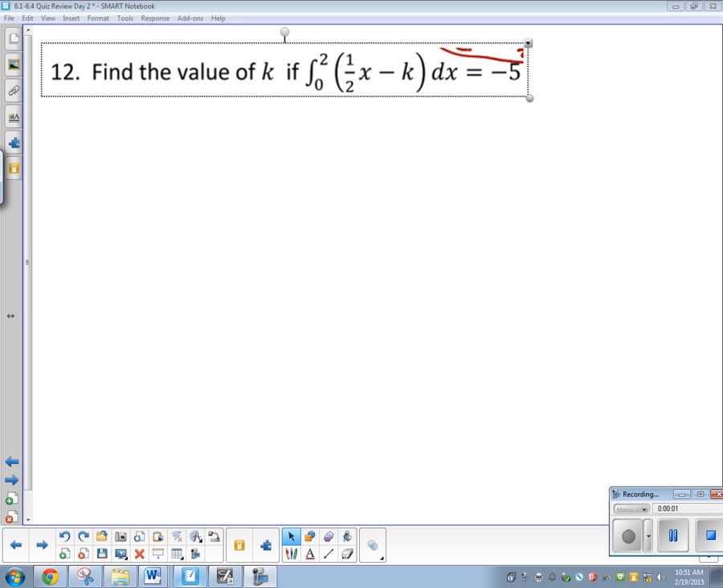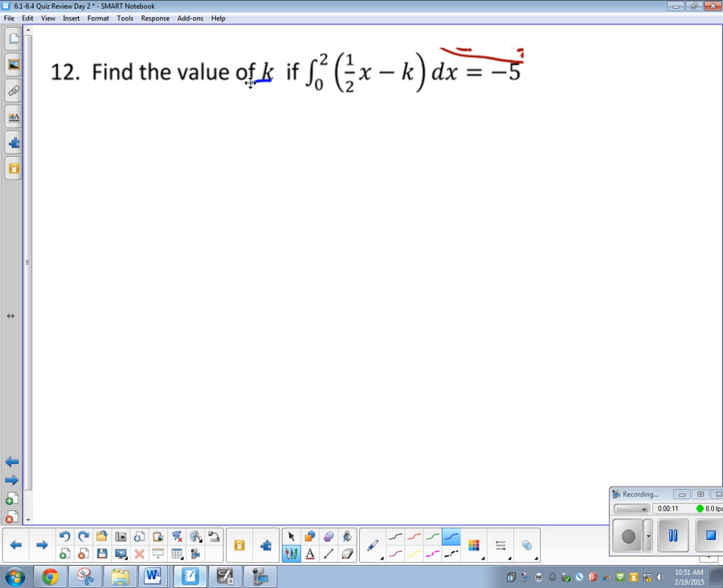So find the value of k if that is happening. We get nervous when you see k. Who cares? Just do the problem. Okay, just do it like normal. Find the value of k. So in the end, we better say k is equal to something, if that's true, and it's all equal to -5. So just start doing the problem.